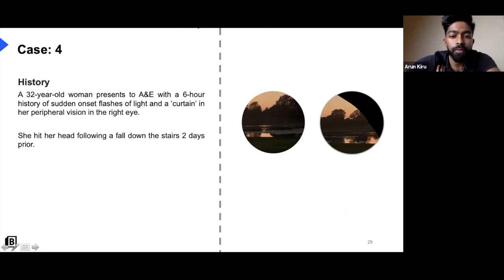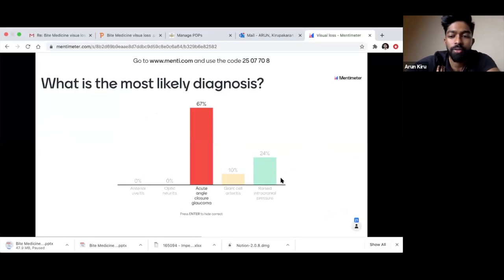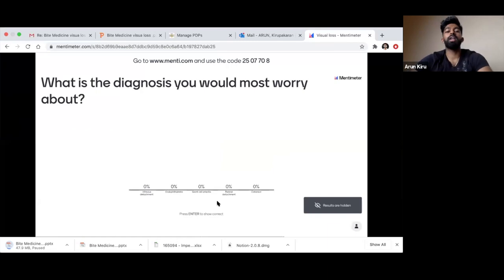So let's go back to Menti and see the question. What is the diagnosis you would most worry about? Vitreous detachment, endophthalmitis, giant cell arteritis, retinal detachment, and cataract.